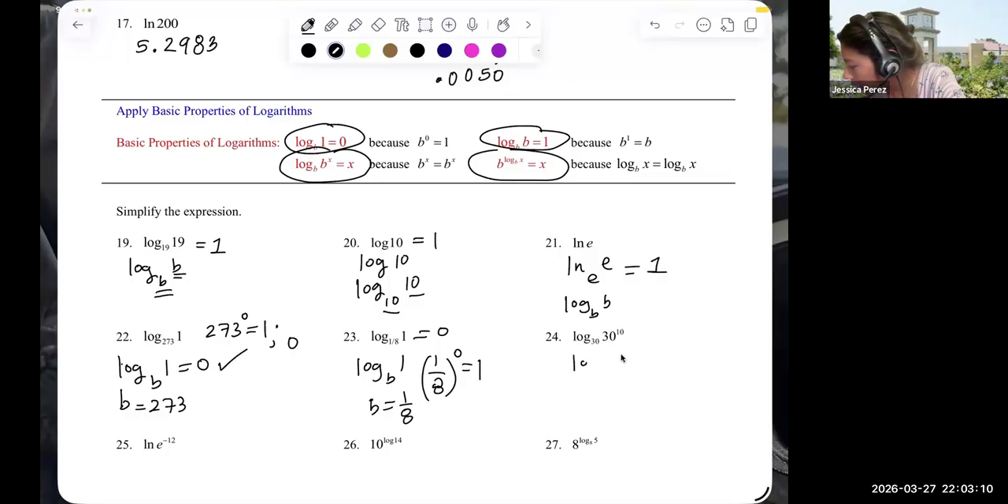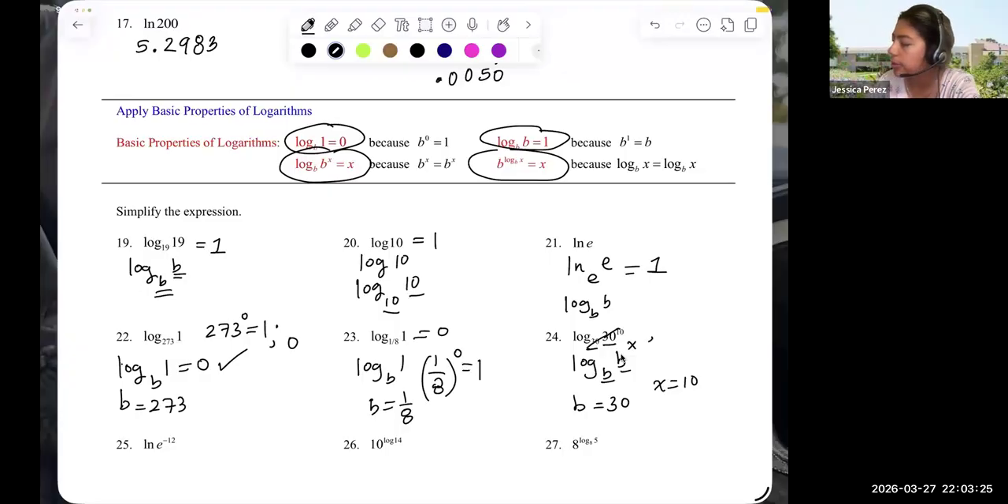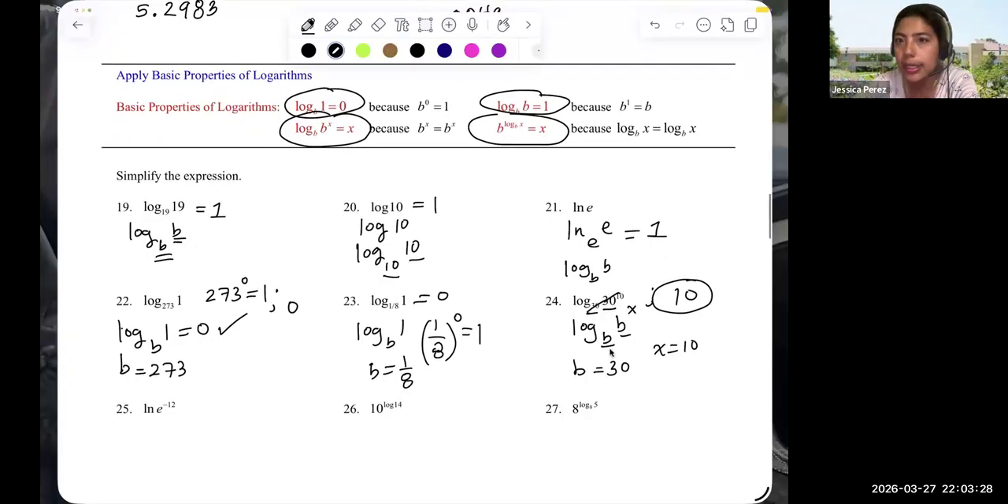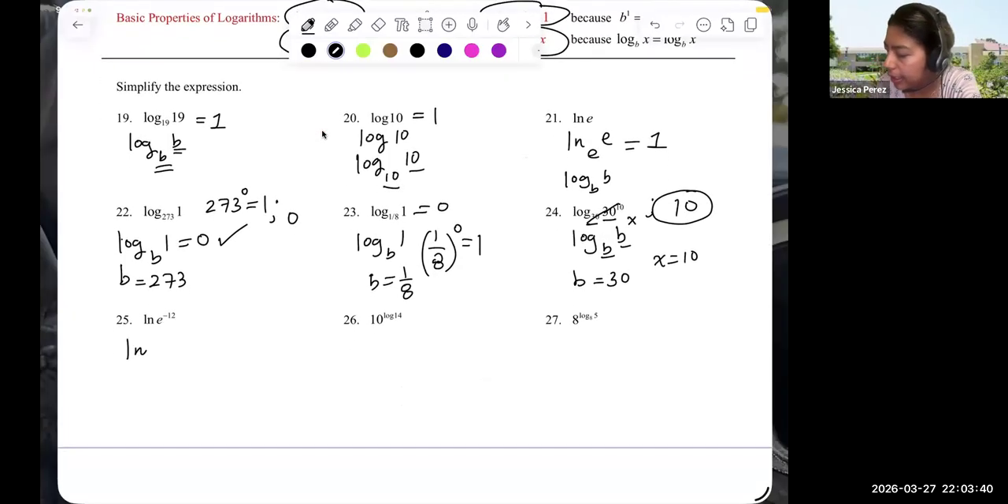Now here you have log base b of b to the x. So this b is 30, and then the exponent is 10. So if I have log base 30 of 30 to the 10, remember these cancel, and your solution is going to be just 10, because the log base b and the exponential cancel. Now 25, you have ln of e to the negative 12. Again, you have log base b of b to the x. The log and the exponential cancel, and you're only left with negative 12.